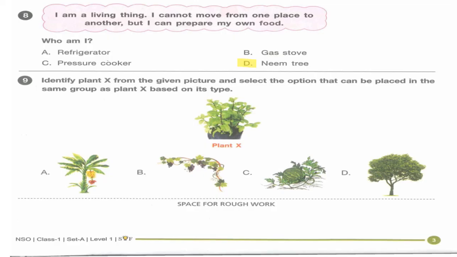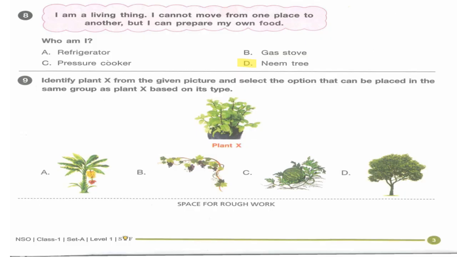So the hint is that it's a living thing. Refrigerator, pressure cooker and gas stove are not living things. And then they say that I cannot move from one place to another, but I can prepare my own food. So it's a living thing. A, B, C are non-living things, so definitely those are not the answer. And option D, neem tree, qualifies: it is a living thing and it cannot move from one place to another, but can prepare its own food. Okay, and the answer is option D, neem tree.